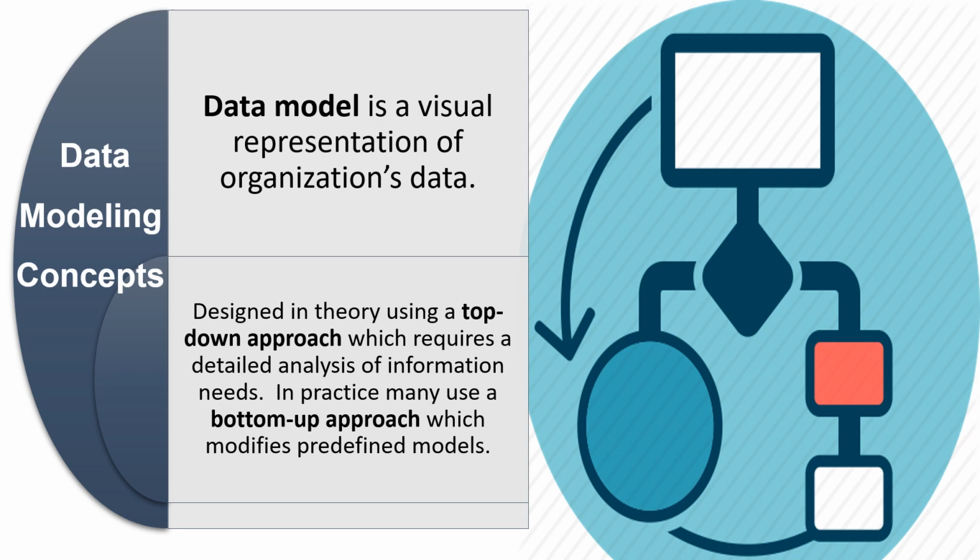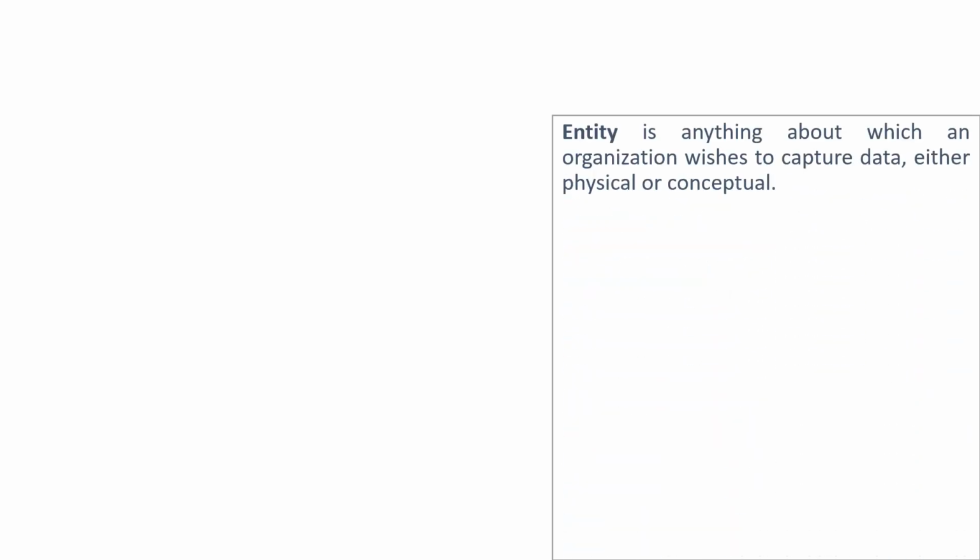In practice, because we already have many database models in the market, many organizations use the bottom-up approach, which modifies the predefined models. We get models from the market and we try to modify them according to the information needed by the specific or particular company. And when we discuss database modeling, we should first understand this.